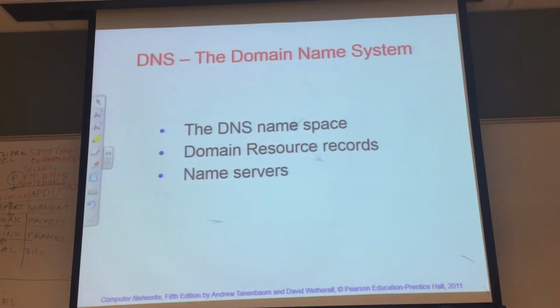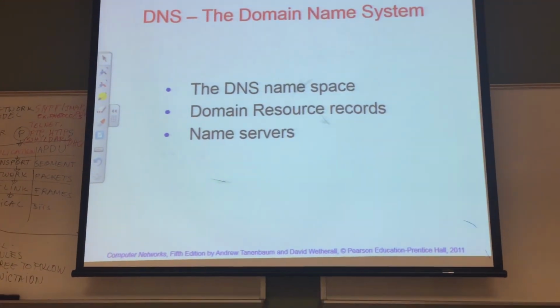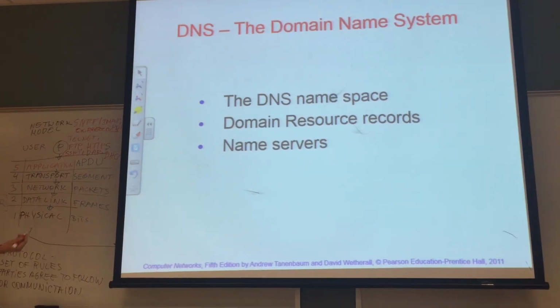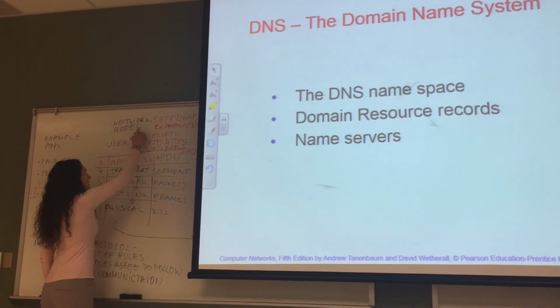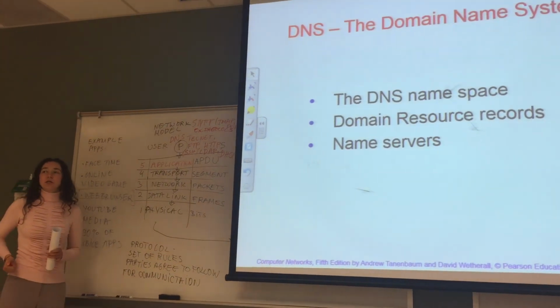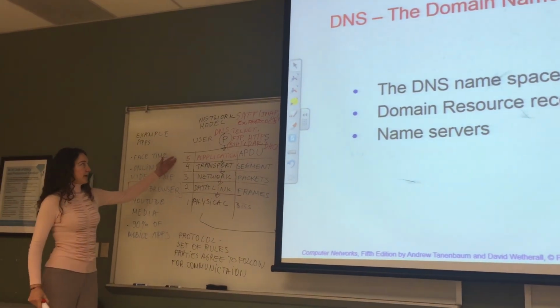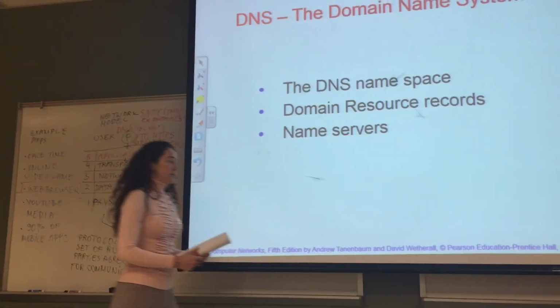Okay. So an important protocol, I'll say, that allows us to have these URLs is the domain name system. That is also an application layer protocol. So let's look at the domain name system.